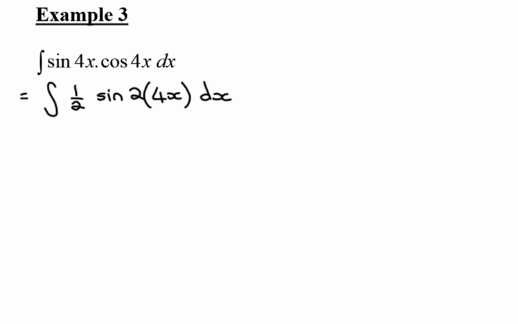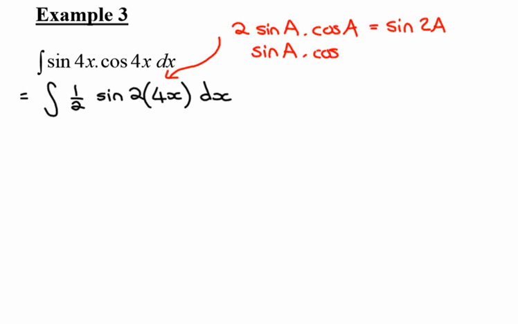Right, so remember that this comes from that particular rule that says 2 sine of an angle times cos of an angle is equal to sine of 2 times that angle. Remember, we rearrange it, so sine of an angle times cos of an angle is equal to half sine 2 times that angle. So that's my identity. I've just divided both sides by 2 to get that. So my angle in this case is 4x. So when I use my identity, I've got to have 2 times that particular angle.